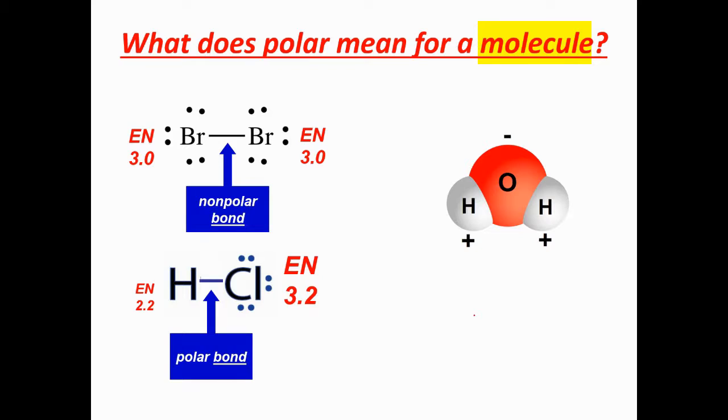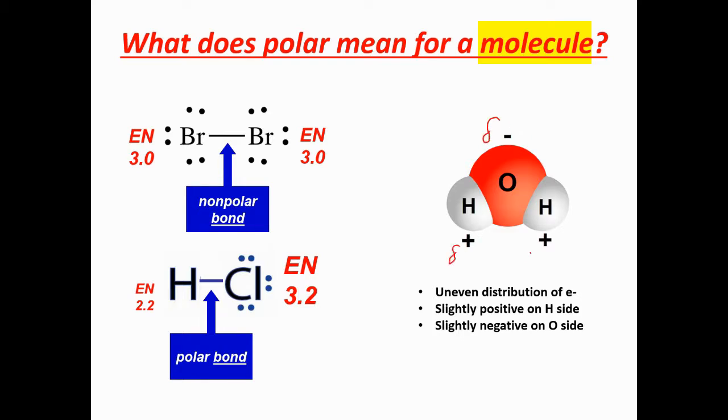Now, the next thing we're going to learn about in another lesson is what does the term polar mean for a whole molecule, not just one bond? Here's a water molecule. We already learned that water molecules are kind of negative on one side and kind of positive on the other side. Overall, water molecules have an uneven distribution of electrons. So they're slightly positive on one side. We call this a partial negative charge and a partial positive charge previously. That's just a delta symbol, meaning partial negative and partial positive. So overall, water is a lopsided molecule. It has a negative end and a positive end.